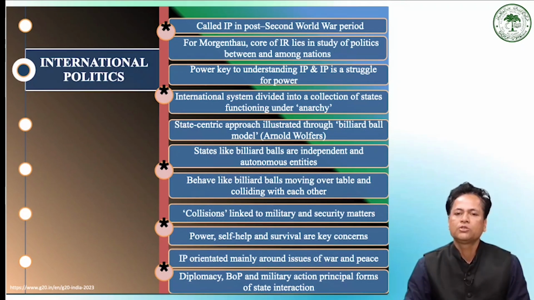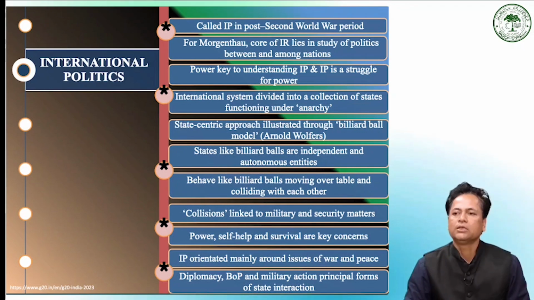And because all are independent states, all are sovereign states, the only way you can secure your national interest is through the policy of self-help, and you always fear that other states may attack you, other states may occupy you. That's why you always think survival is your key concern. International politics is basically oriented mainly around issues of war and peace.